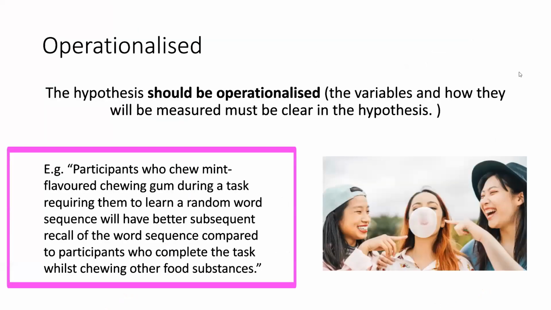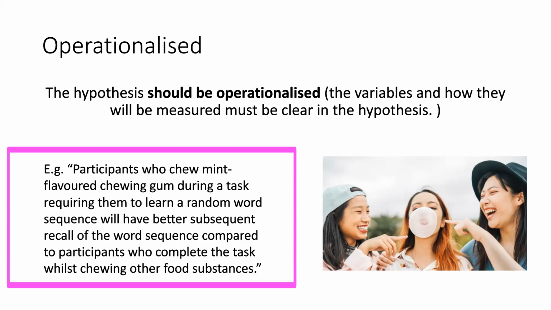Okay, so the next key thing in psychology is to make sure that we can operationalize those variables. So we must ensure that our hypothesis is written in a way that tells us literally how we're measuring the IV and the DV, literally really pedantically what we are doing. So for example, you would have to say participants who chew mint flavored chewing gum during a task, requiring them to learn a random word sequence, will have a better recall of the word sequence compared to those who did it without chewing gum, okay? So it's really quite a detailed process. And that's what operationalizing means, to literally say it in a way that we know exactly how to test it.